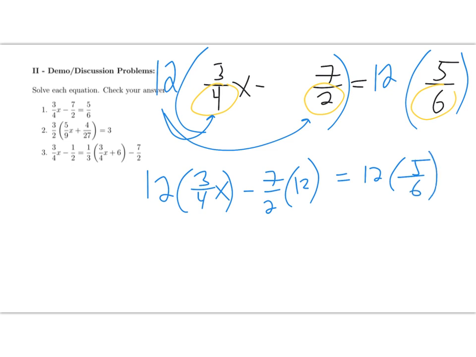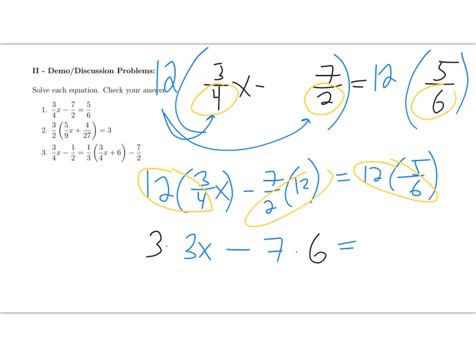Now, what I did in the last problem was I did the division first. I think that's kind of nice because it makes numbers smaller faster. So 12 divided by 4 is 3, times 3x. The negative 7 is multiplied by 12 divided by 2, which is 6. 12 divided by 6 is 2. And then we're just multiplying by 5.